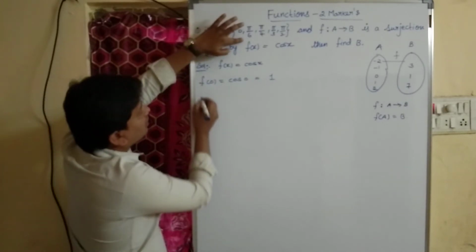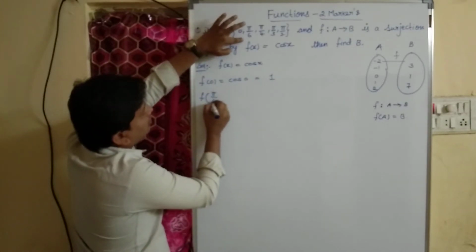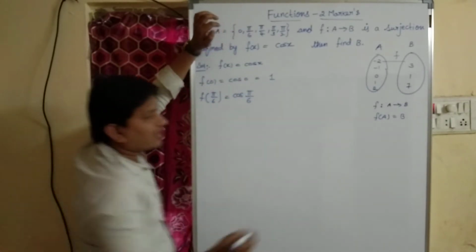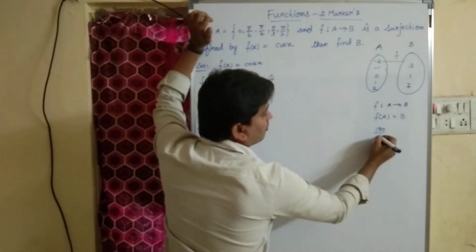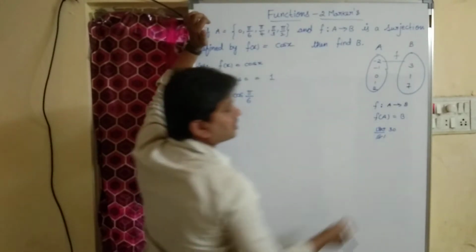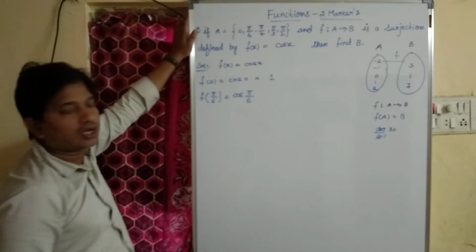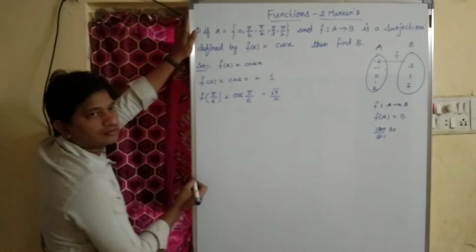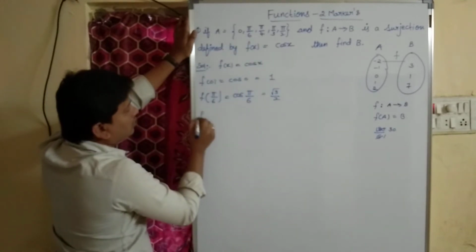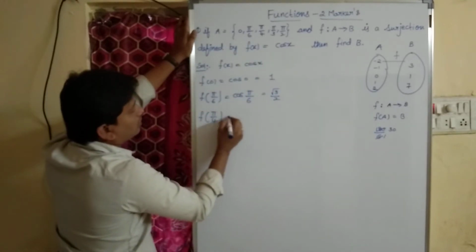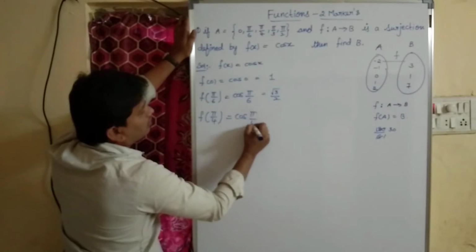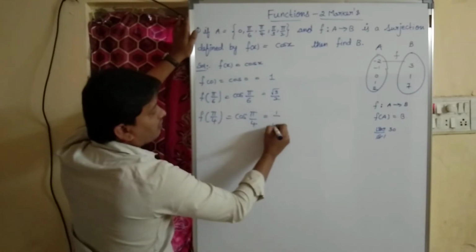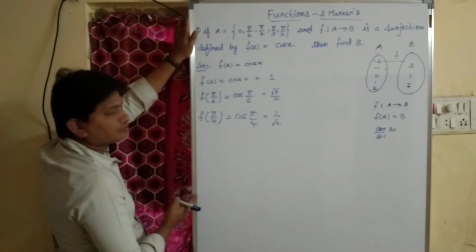Now let us find f of pi by 6, I mean cos pi by 6. What do you mean by pi by 6, children? As the value of pi is 180, 180 by 6, 6 1 jar, 6 30 jar. I mean cos 30. Cos 30, how much? Cos 30 is root 3 by 2. Next value, f of pi by 4, I mean cos pi by 4. Pi by 4 is nothing but how much? 45 degrees. Cos 45 value is 1 by root 2.